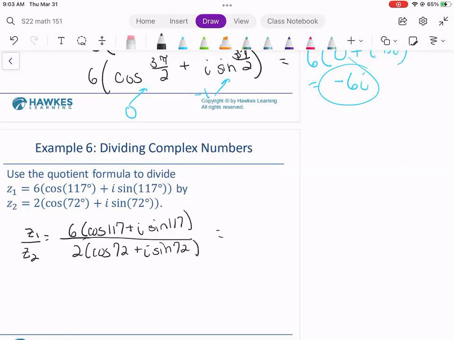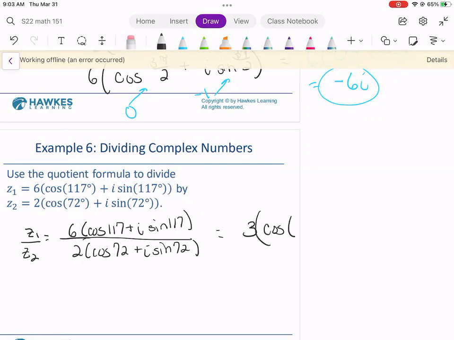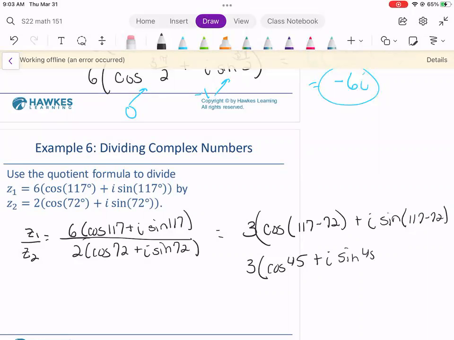And when we plug those into our formula above, we get 6 divided by 2, which gives us 3 times the cosine of 117 minus 72, plus i times the sine of 117 minus 72, resulting in 3 cosine of 45 plus i sine of 45, which again, from our unit circle, we get 3 over the square root of 2 plus i 3 over the square root of 2.